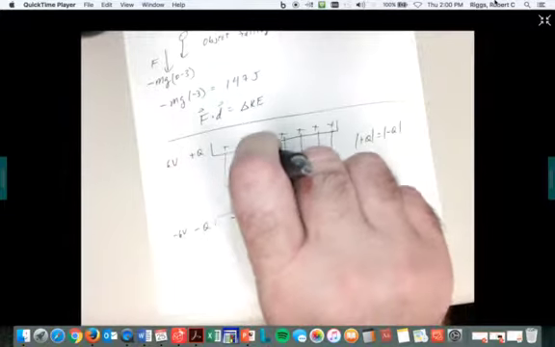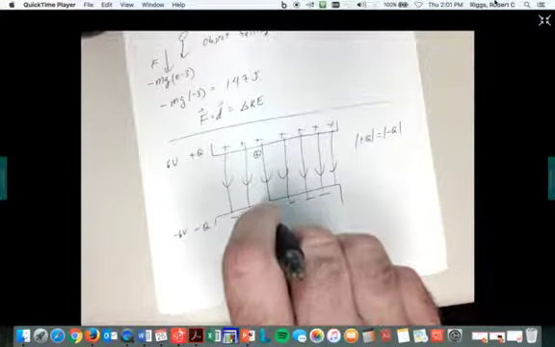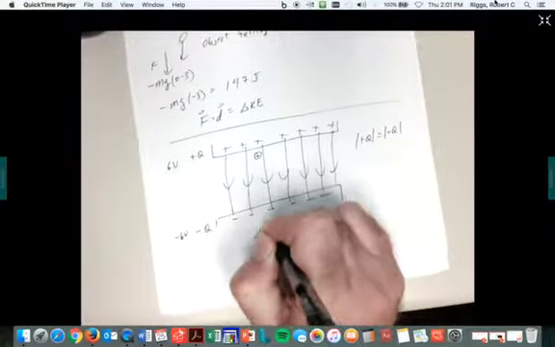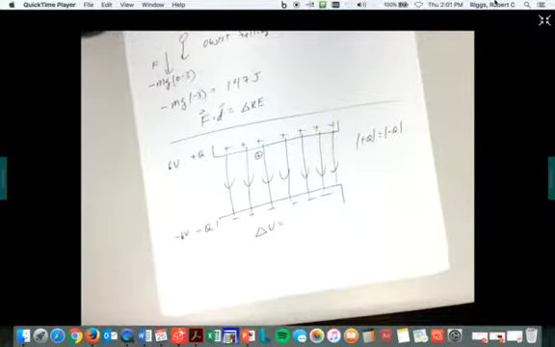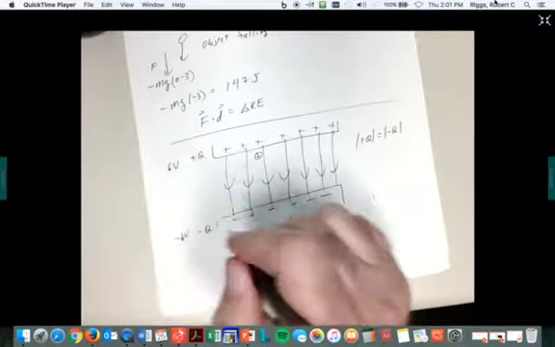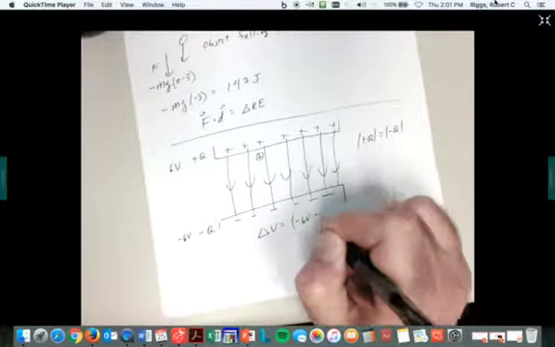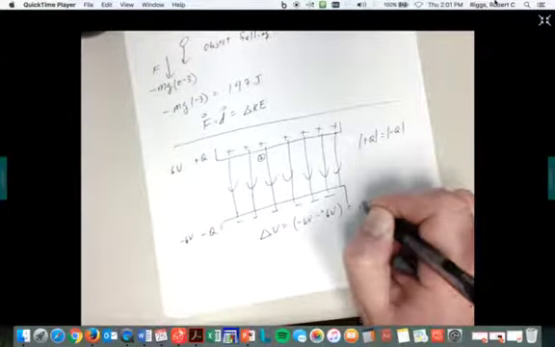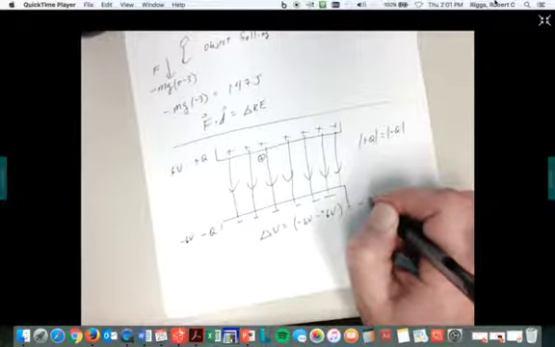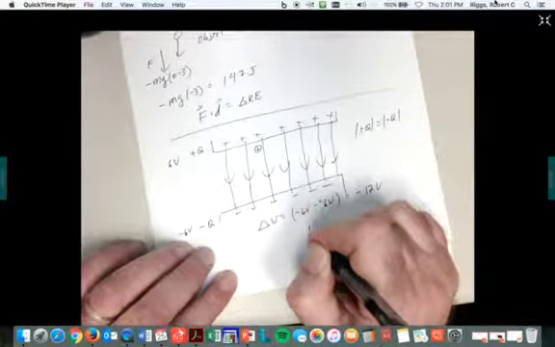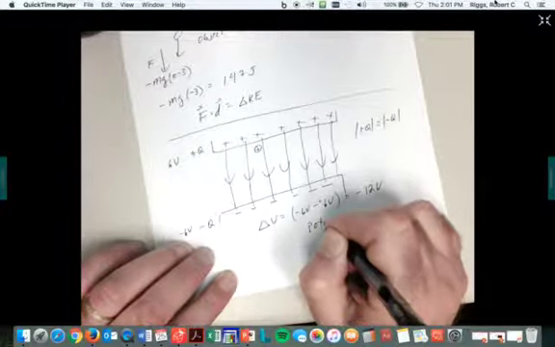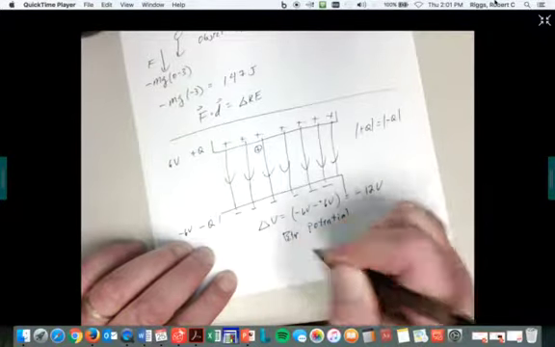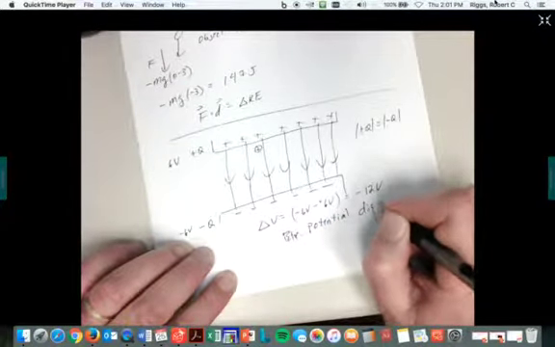It's going from positive 6 to negative 6, correct? So we write the change in voltage as this. Change in voltage is equal to negative 6 volts minus positive 6 volts, which equals negative 12 volts. That's the potential difference. The electric potential, not energy, but difference. All right?